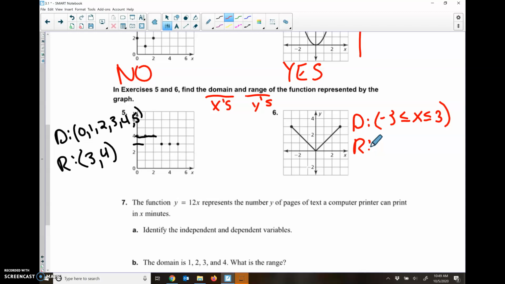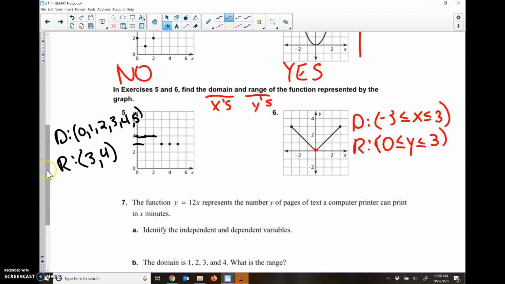So remember, domain is your x's, your furthest left point to your furthest right point. Ranges are your y's, your lowest point to your highest point. So here, our lowest point is 0. It doesn't get anywhere below 0. And then it looks like our highest point is going to be +3. Doesn't look like it gets any higher than +3. So notice how I wrote the domain with an x in the middle and the range with a y in the middle so that we don't get confused there.